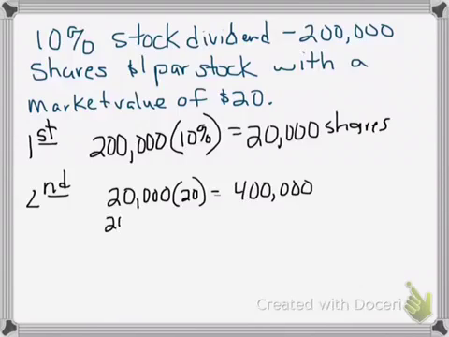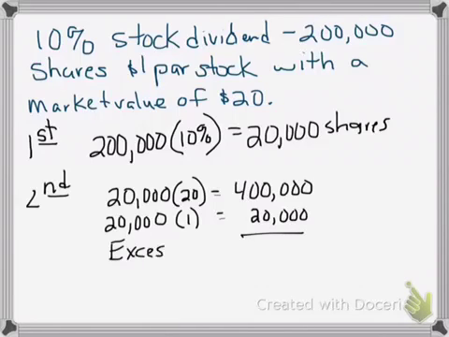The next thing we need to look at is, what is their par value? Well, the par value of the stock was $1. So that is $20,000. And this is going to give us an excess of $380,000. So what we can do with this information is we now can go in and prepare those journal entries.